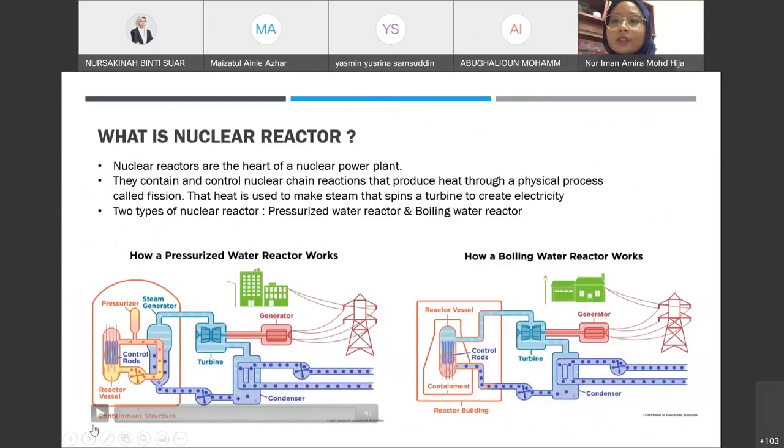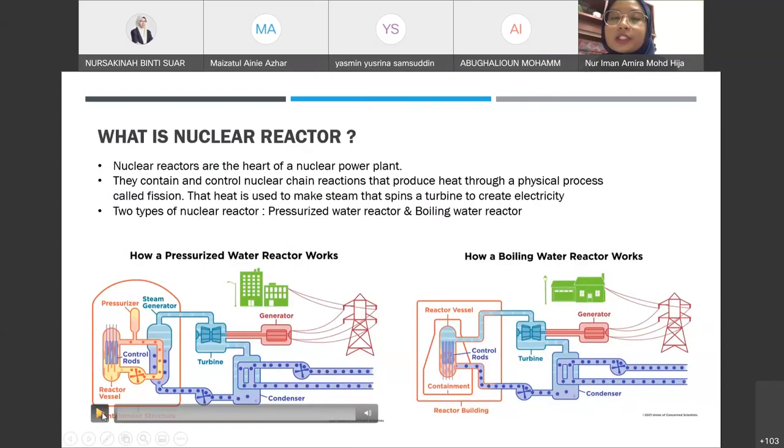A nuclear reactor, commonly known as an atomic pile, is a device used to initiate and control a fission nuclear chain reaction or nuclear fusion reaction. A nuclear reactor is actually the heart of a nuclear power plant, mainly used to produce electricity. Generally, they contain and control a nuclear chain reaction that produces heat through a physical process called fission to produce electricity.